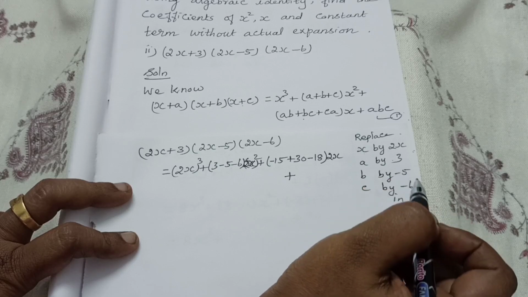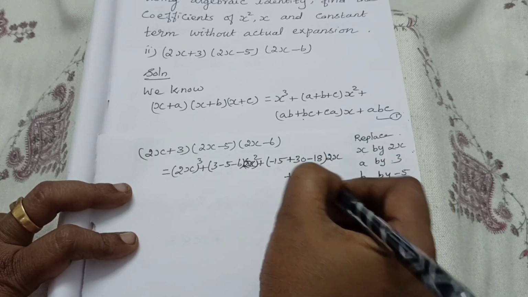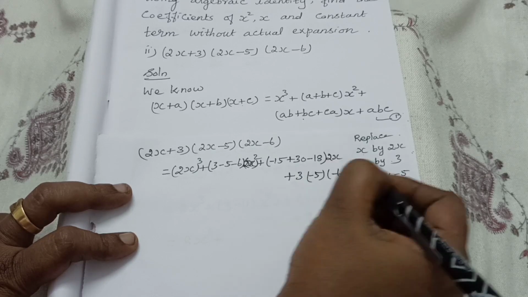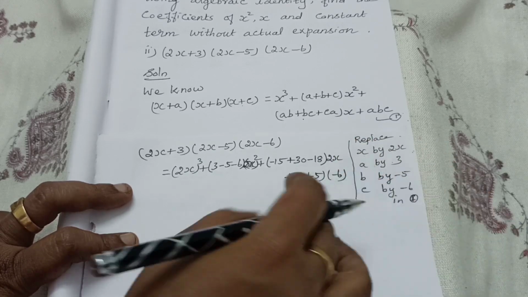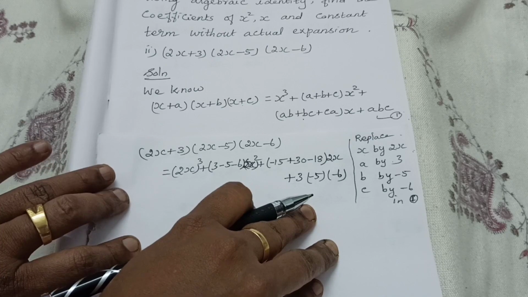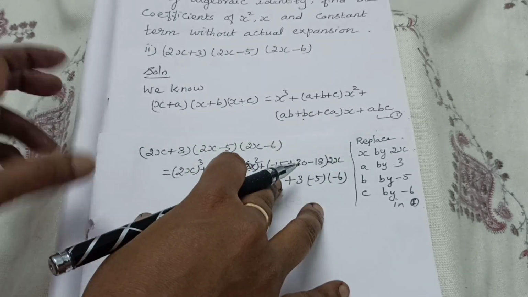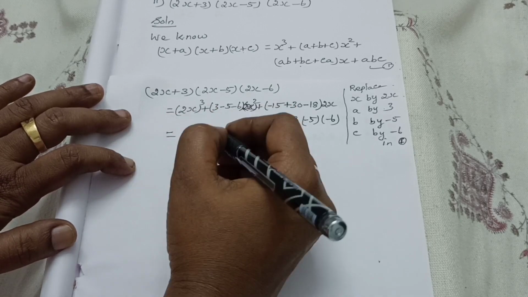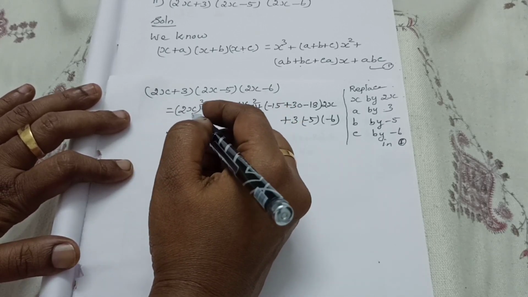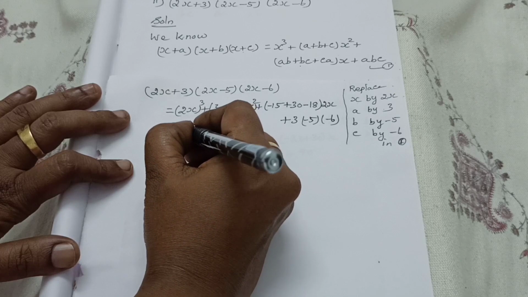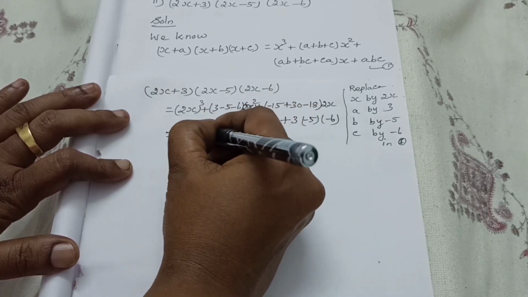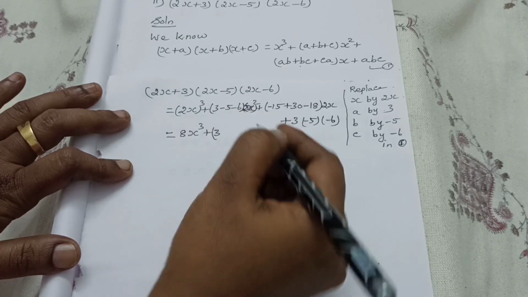ABC. That means 3 into minus 5 into minus 6. Is it clear? Minus 6. Any doubt? Then 2x. 2x the whole cube is what? 2 2s are 4. 4 2s are 8. Isn't it? 8x cube. Okay. Then plus 3. Open the bracket.